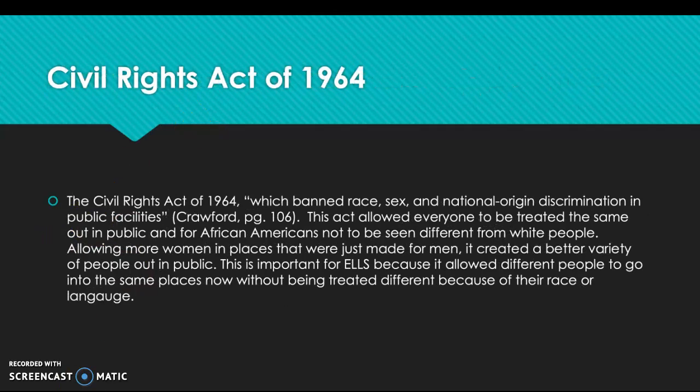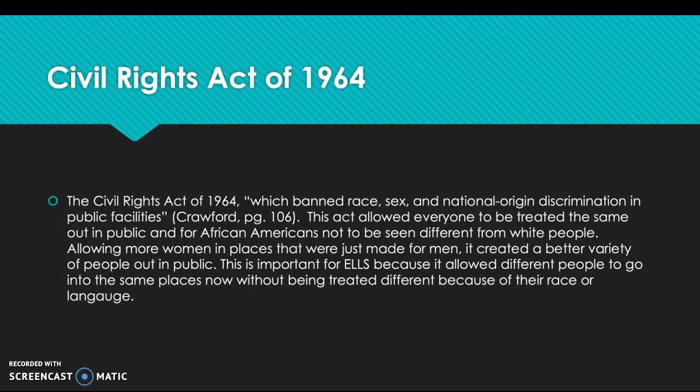The third one is the Civil Rights Act of 1964, which banned race, sex, and national origin discrimination in public facilities. This act allowed everyone to be treated the same out in public, and for African Americans not to be seen different from white people now, allowing more women in places that were just made for men.